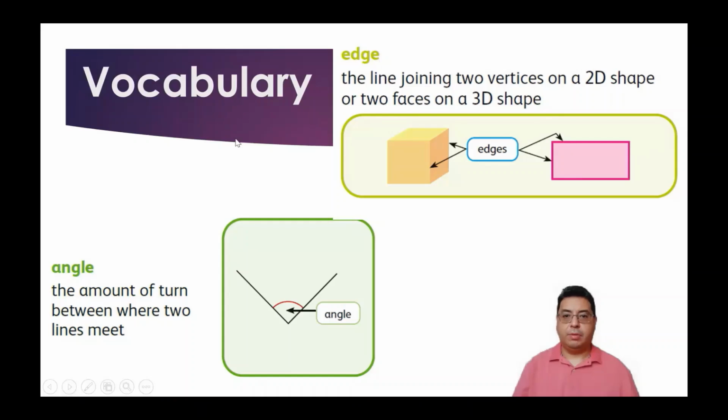Before we start with the lesson, I just wanted to go over some vocabulary words with you here. These words are edges, which as you can see here are just the lines joining two vertices on a 2D shape, or two faces on a 3D shape. We're going to focus on 2D today. And angle, which is the amount of turn between where two lines meet.